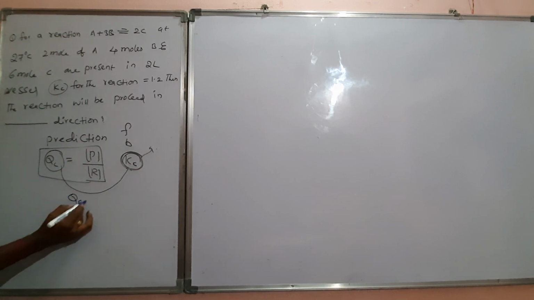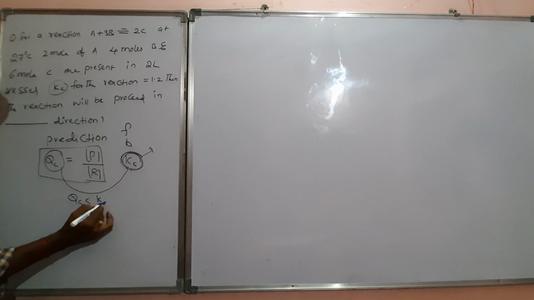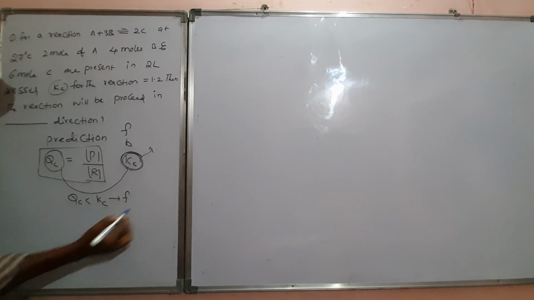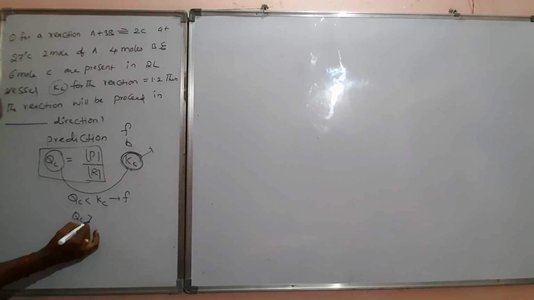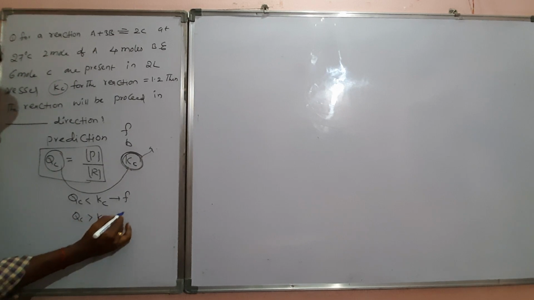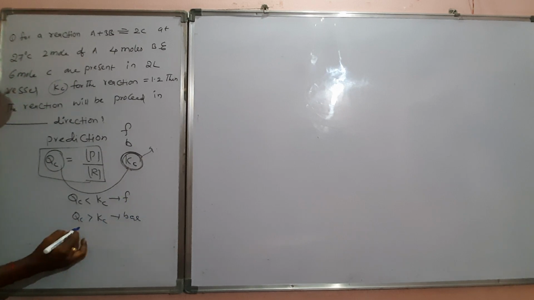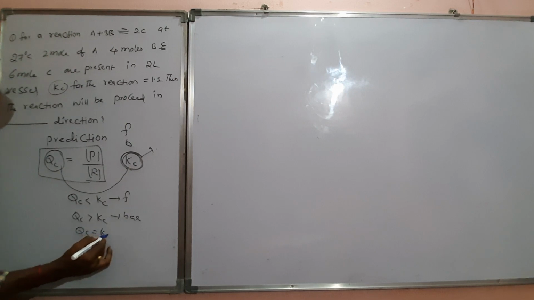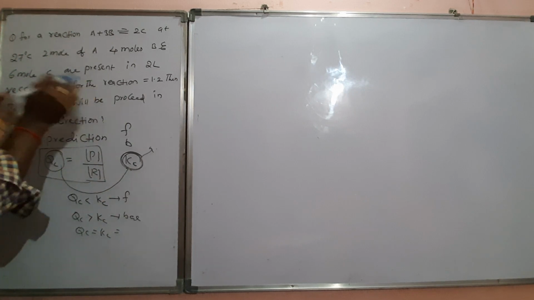Here, if Qc is less than Kc, then the reaction will go in the forward direction. If Qc is greater than Kc, then backward direction. If Qc is equal to Kc, then equilibrium. So this is the background regarding this question.